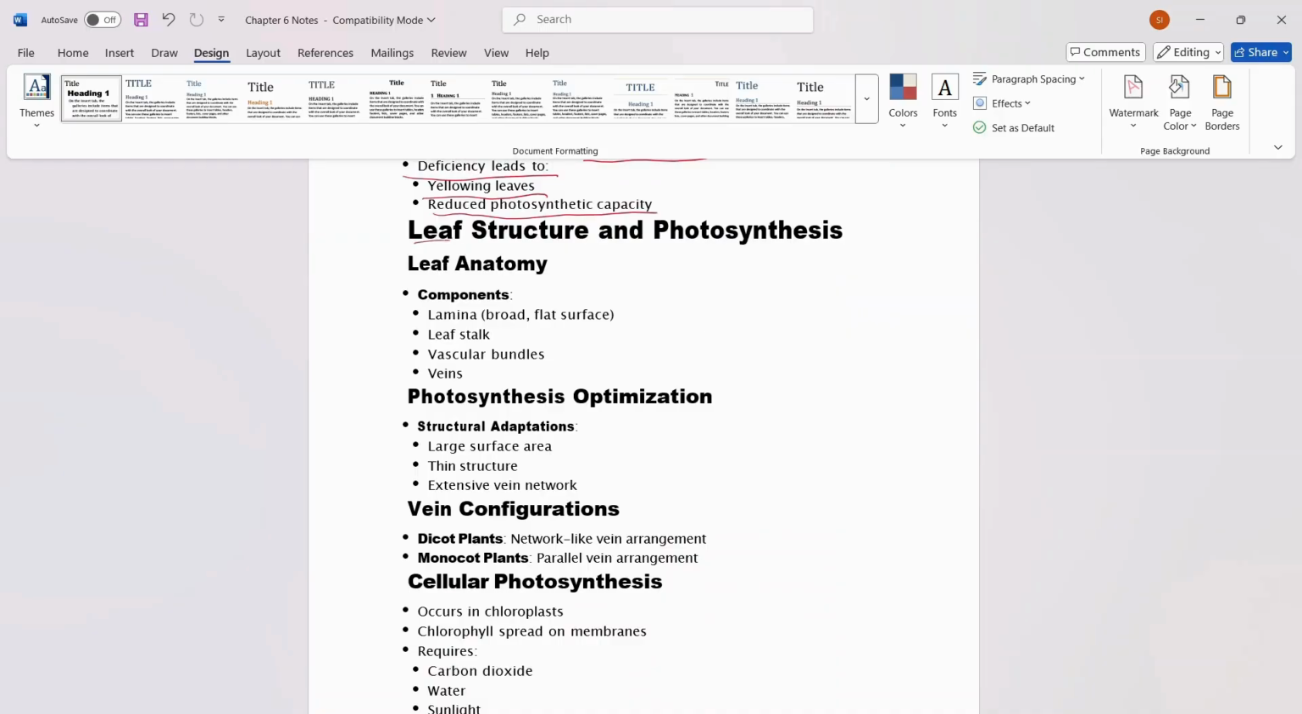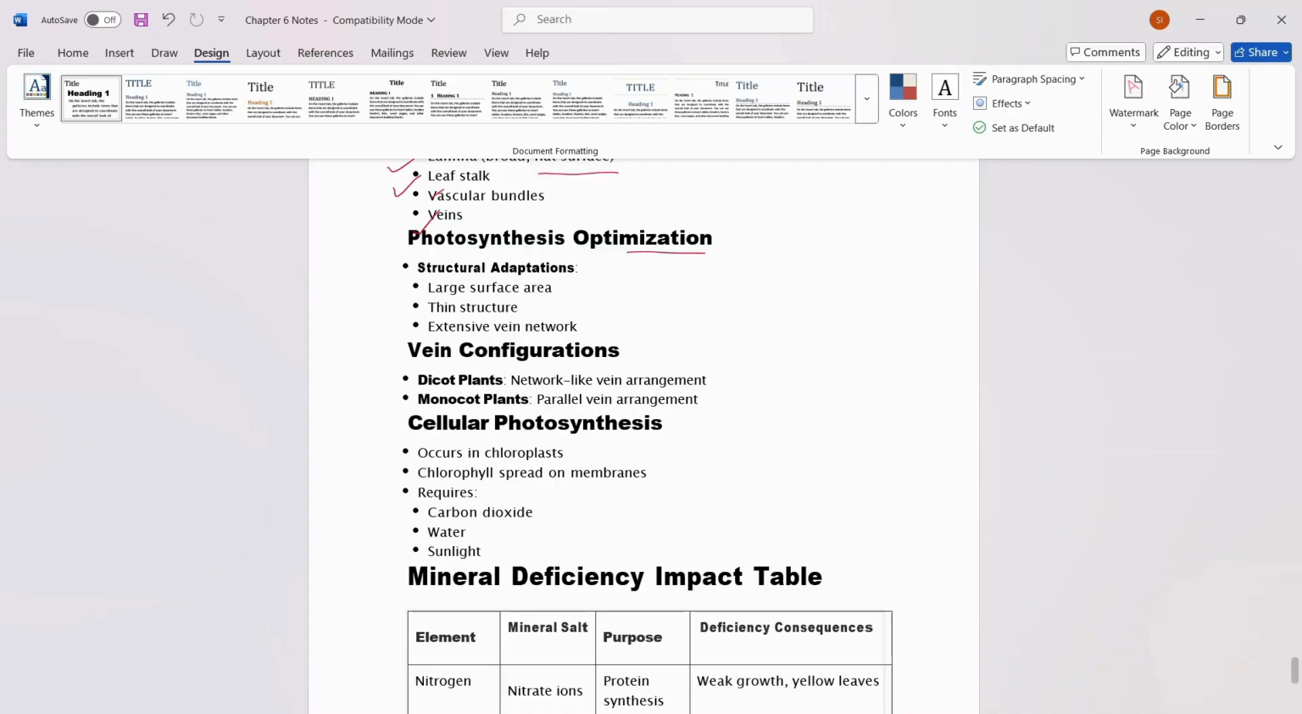Next, we have leaf structure and photosynthesis. Leaf anatomy components: it has the lamina, that is the broad flat structure, the surface of the leaf. Next, we have leaf stalk, vascular bundles, and veins. Photosynthesis optimization, structural adaptations: large surface area, thin structure, extensive vein network. Now, vein configuration: dicot plants have a network-like vein arrangement, monocot plants have a parallel vein arrangement.